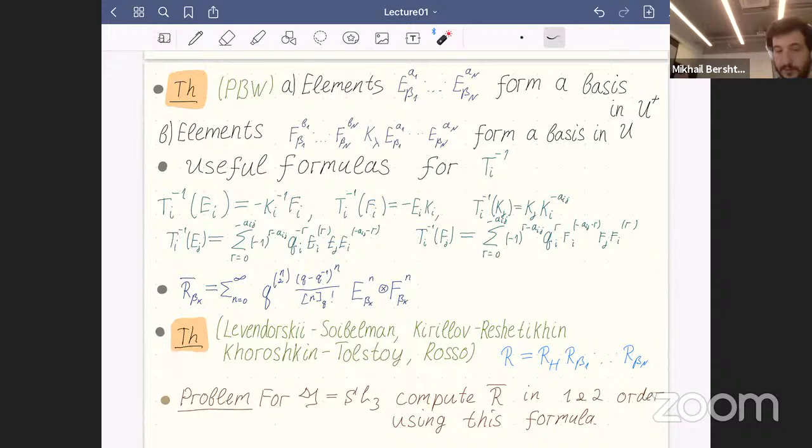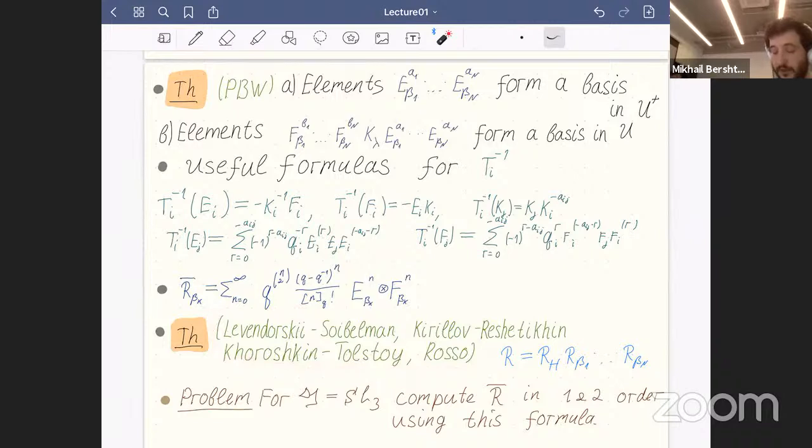But I want to state another formula for the R matrix, which has many names. In Moscow it's usually called the Khoroshkin-Tolstoy formula, but maybe it was written before by Levendorskii-Soibelman, using a somewhat different approach. Khoroshkin-Tolstoy maybe stated it for the affine case, but they did not study the affine case. So anyway, there is some story here, and this is the reason why I put so many names.